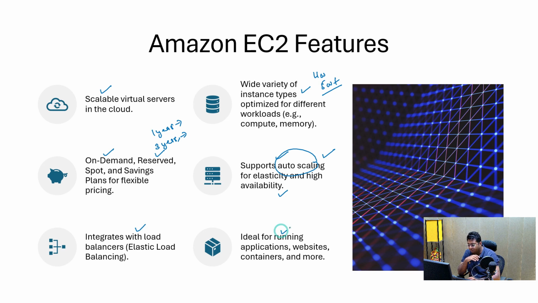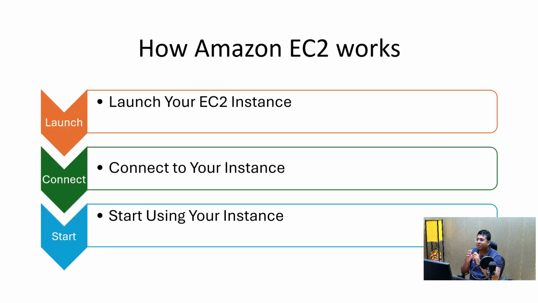This is ideal for running applications, websites, containers, data analytics works, and etc. etc. So there are n number of purposes we use this for virtual servers in the industry. How Amazon EC2 works: the very first thing, you have to launch your EC2 instance with your required configuration. Once your EC2 instance is ready, you can connect to your instance and then you can start using your instance.